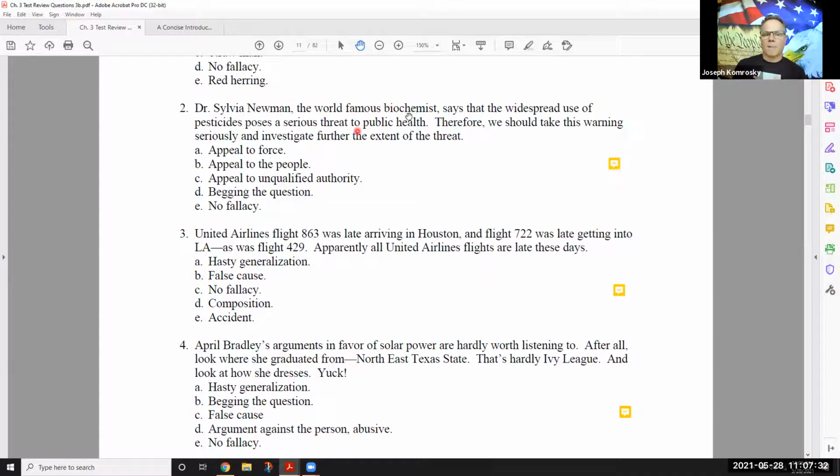On top of being a chemist, she's a biochemist, so she understands really what chemicals do to your body. She's warning us to take this seriously, this threat, right? Is that a fallacy? No, no fallacy. There is no fallacy. Why? Because she is an expert in this field. Usually we trust experts in this field.